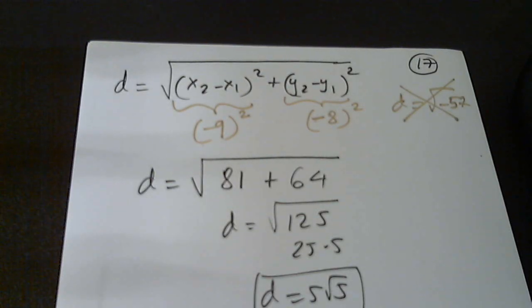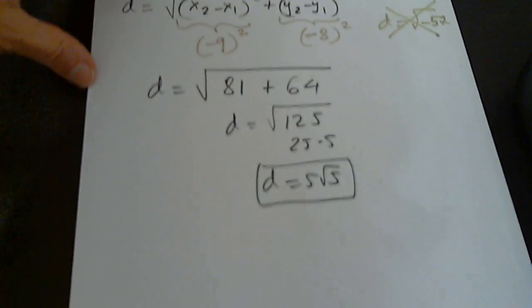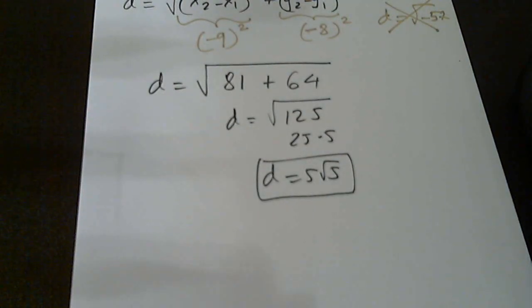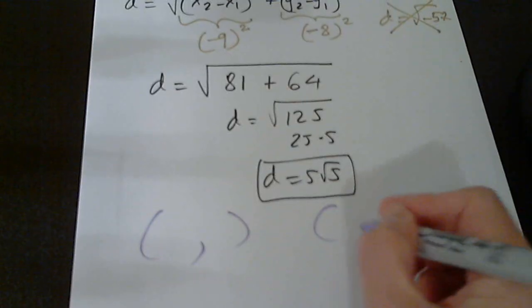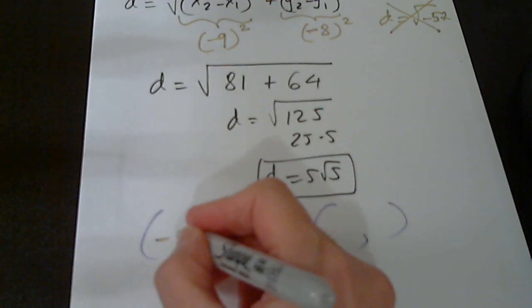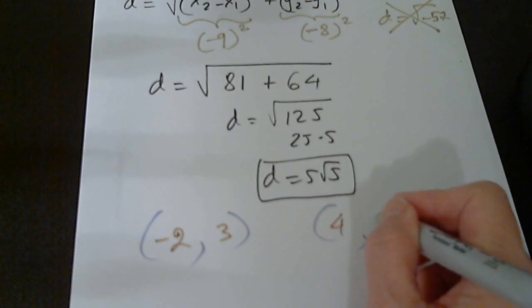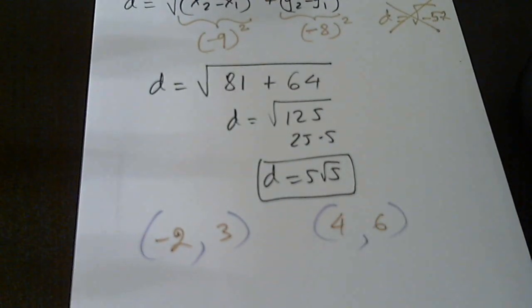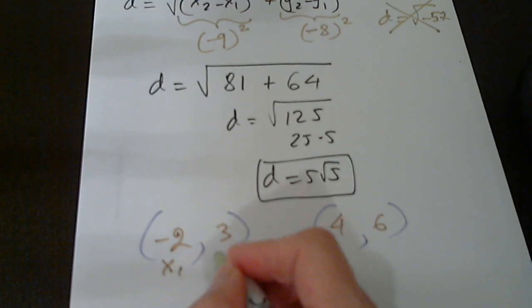Do we need another example to find the distance and the midpoint? Can we do one more? Yes. Can anyone pick two ordered pairs, please? Can anyone give us two ordered pairs, or I will make them up? -2, 3, 4, 6. Label them.